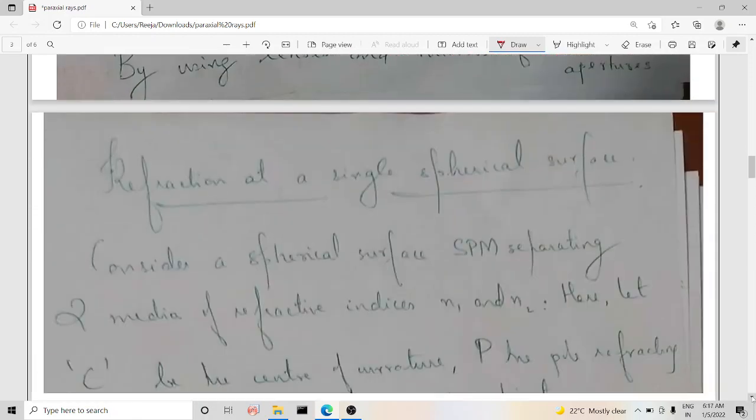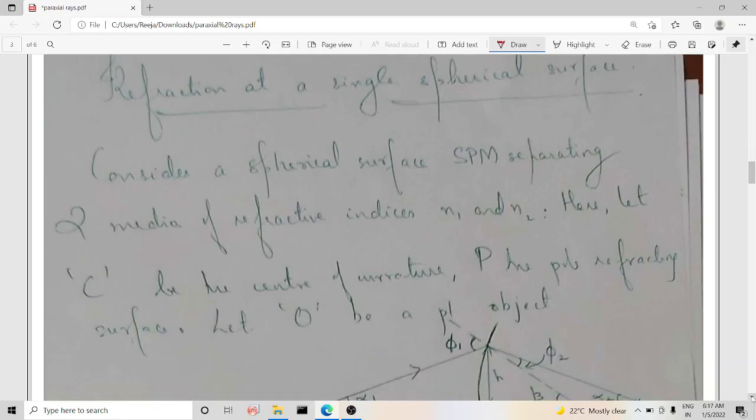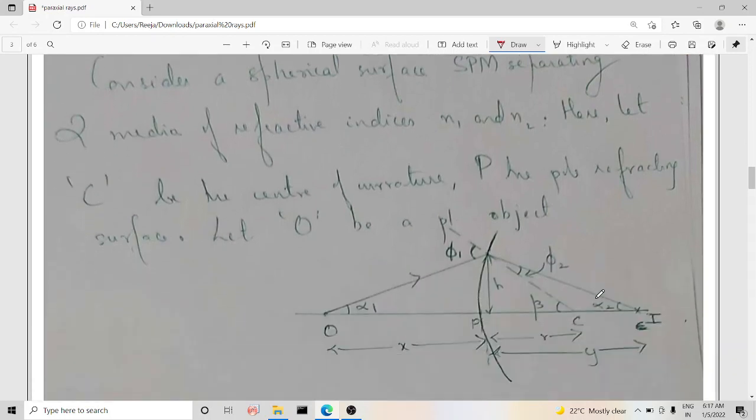What we consider here, first, is the refraction at a single spherical surface. So we are considering a spherical surface here, and this is a refracting surface. There are two media here, one having refractive index N1, that is outside the spherical refracting surface, and the refracting surface, let it have a refractive index N2.